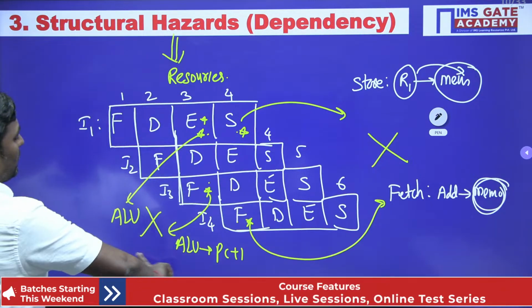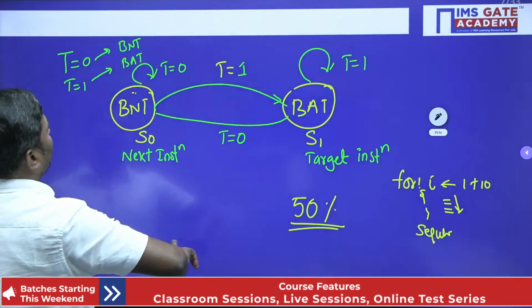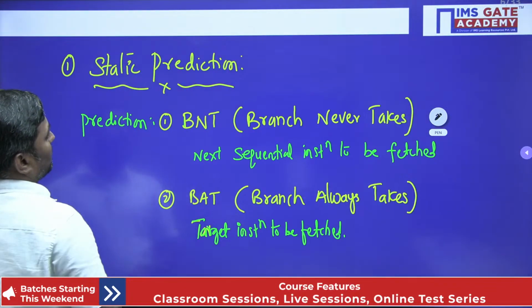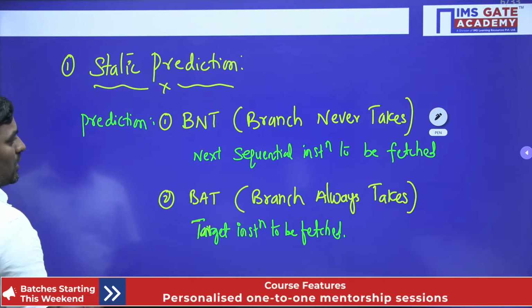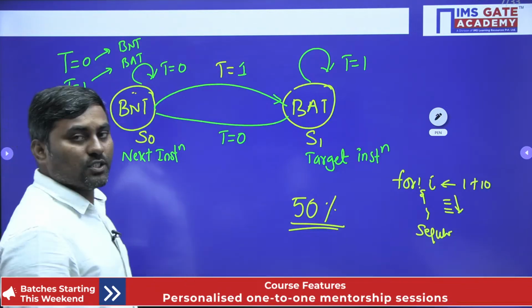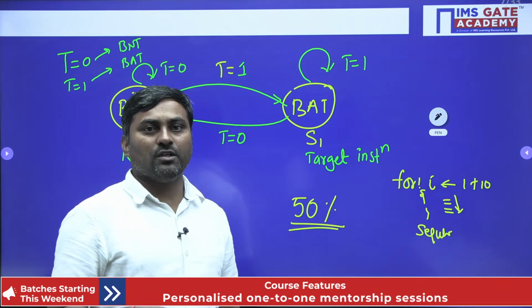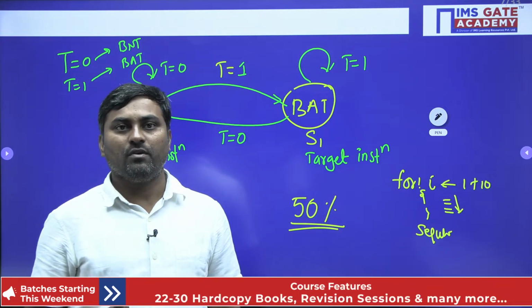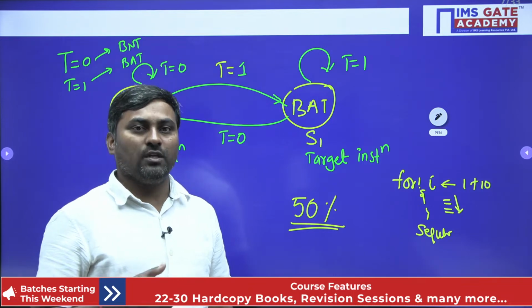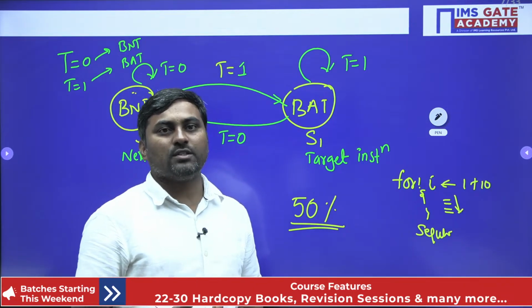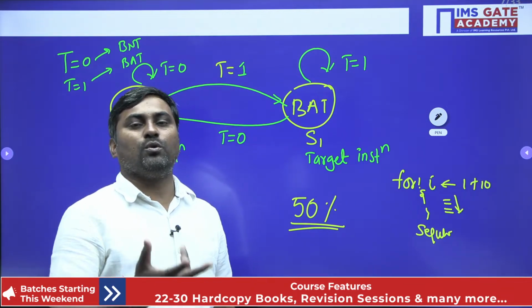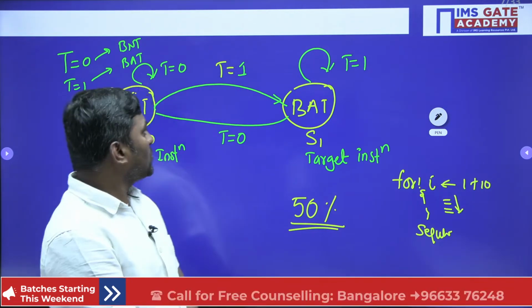So what are the things we have seen? Prediction. This prediction can be static prediction or dynamic prediction. In static prediction, as I said, just two states are there. You are at a branch, and the prediction is that the branch is never taken, so you place the sequential instruction. If the branch is true, you stay in the same state. If the branch is false, you change to the other state.